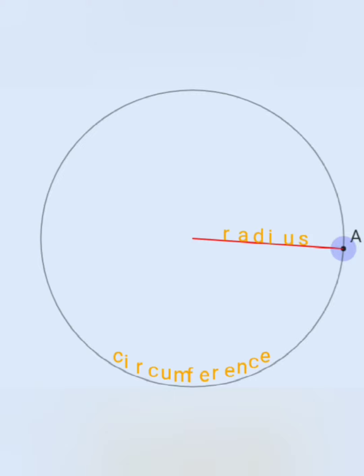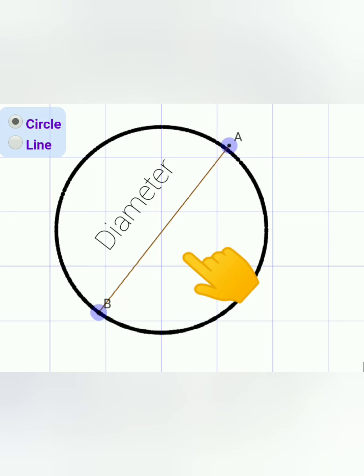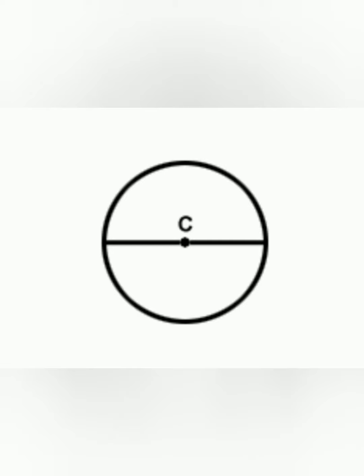And all these circles have a diameter too. The diameter of a circle is the segment that contains the center and whose endpoints are both on the circle. It has two endpoints, right? Like a segment has two endpoints, and both lie on the circle and it contains the center. It is passing through the center.